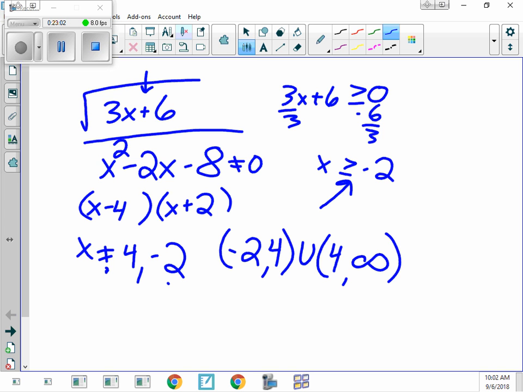Okay, and if you look at the graph here, I'm not sure what it looks like, but it would be something like this. So at negative 2, we have a hole, and we have a square root, but when we get to x equals 4, there's another hole, or something like that.